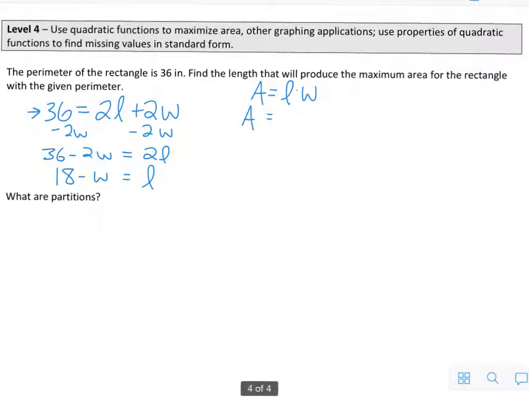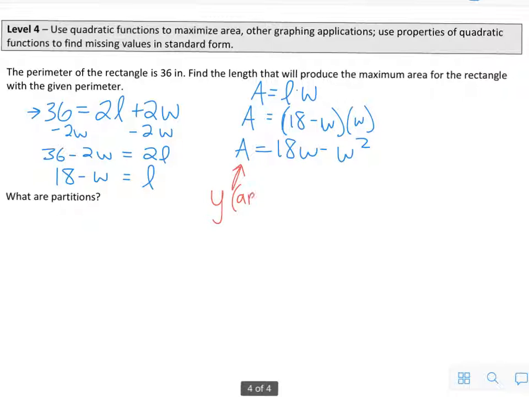Area equals 18 minus W times W, and I'm going to distribute this, so I get 18W minus W squared. What we're then going to do is plug this into our graphing calculator. When we do that, our y value gives us the area, and our x value is going to give us our width.